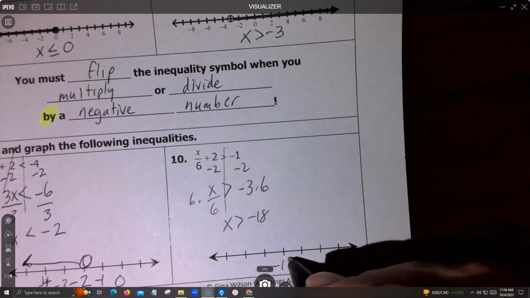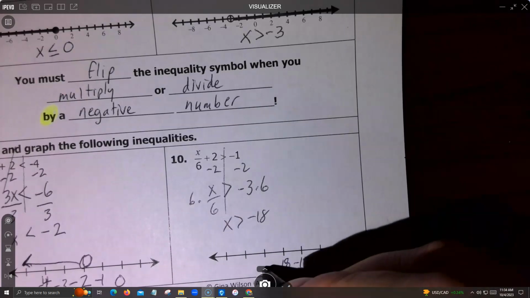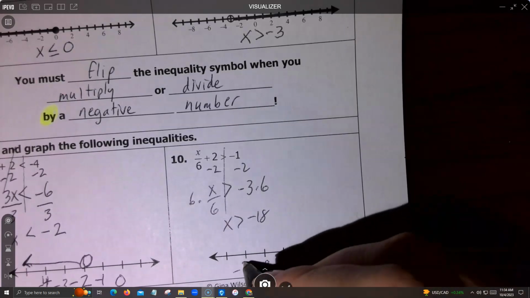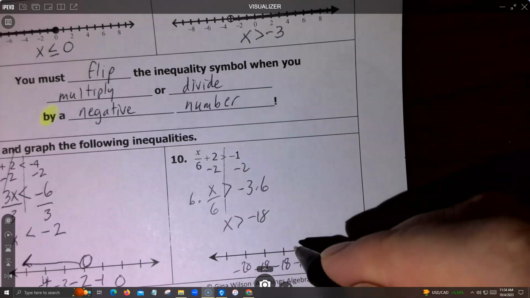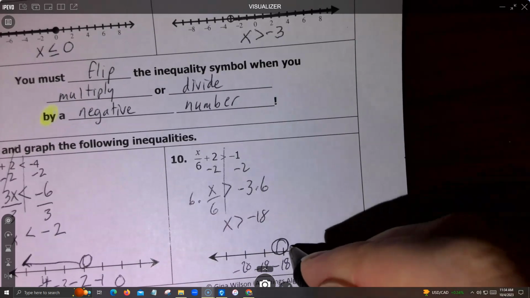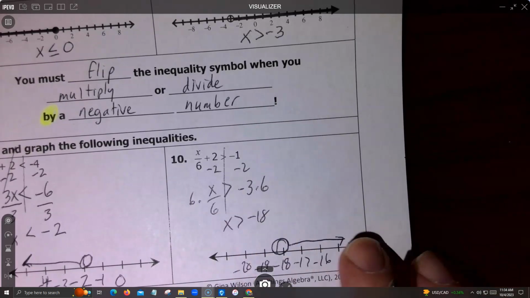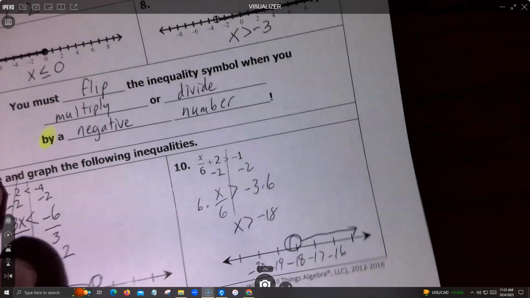Again, put the -18 in the middle. Put some negatives on either side so I know where you are. I have an open dot on the -18, and I'm going to the right because right is greater than. Greater than's to the right, less than's to the left.